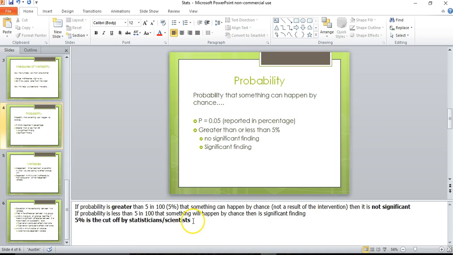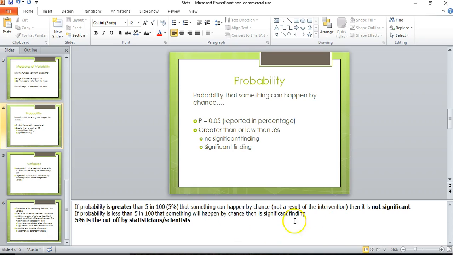But the important thing to notice is 5% is the cutoff for scientific literature. So you're going to be looking for 0.05 or less. So 0.03, sometimes you'll see p is greater than or equal to 0.001. So that's really good probability.